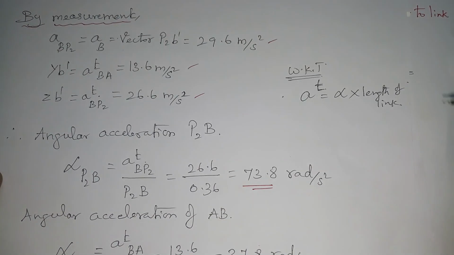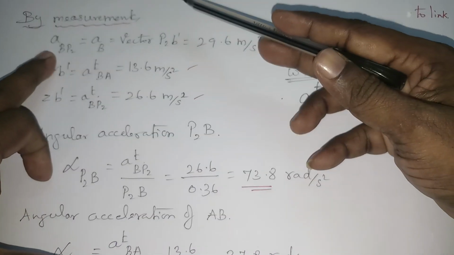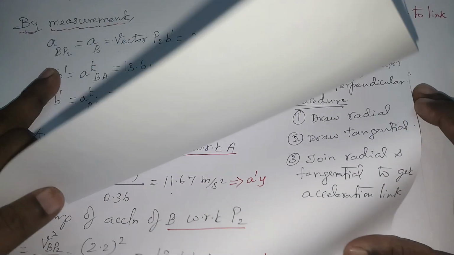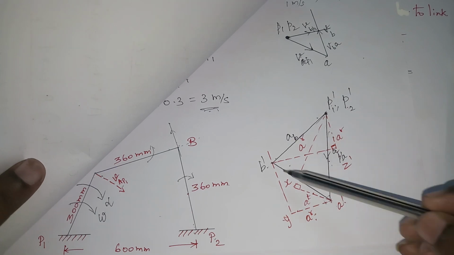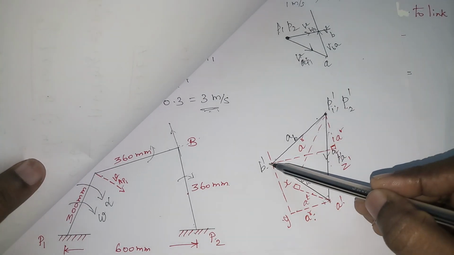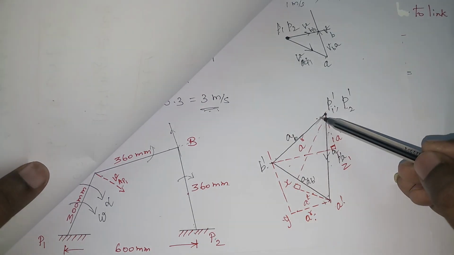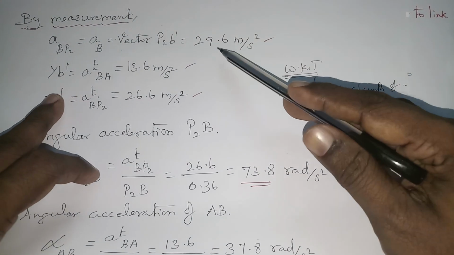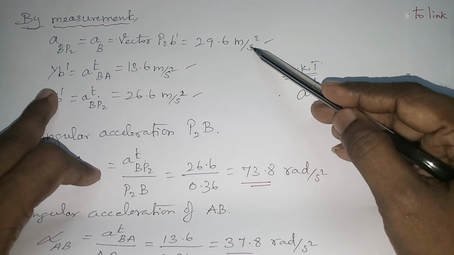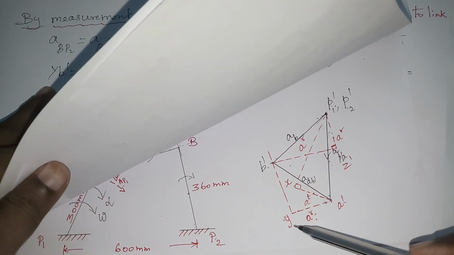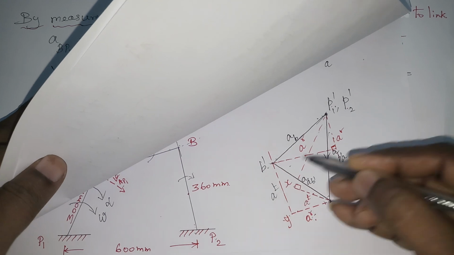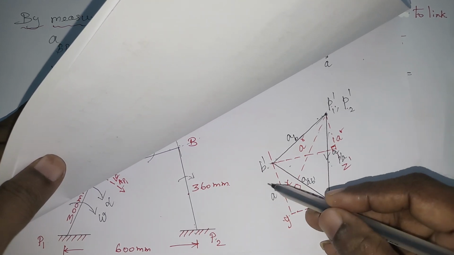So you can see here by measurement, this is A B P2. Okay, here you can see, I will show it. This is acceleration A B P2 by measurement. You can see it is 29.6 meter per second square. Okay, similarly Y B dash. What is Y B dash here? This is radial, and this is the tangential component. Why are we going for the tangential component?